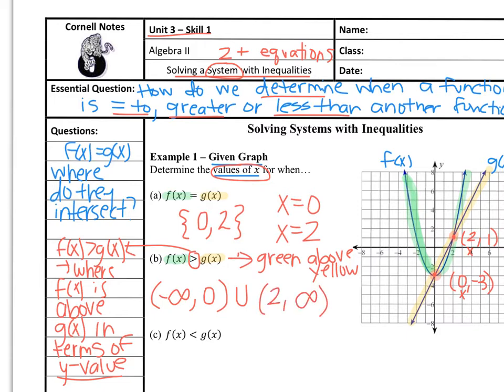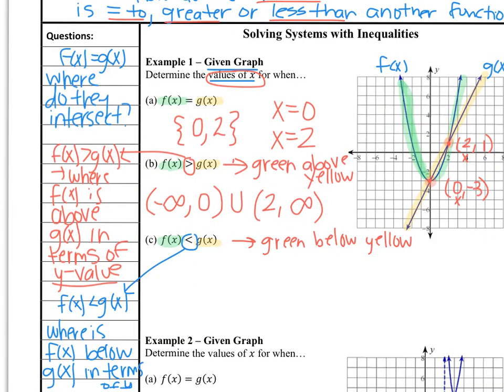Okay? All right, so the next one is saying where is f of x less than g of x? So off to the side, I interpreted that for you. So where is f of x less than g of x? That means where is f of x below g of x in terms of y? Or in other words, where is the green function below the yellow function?